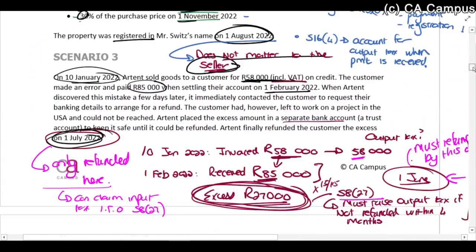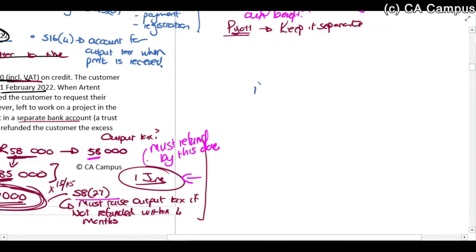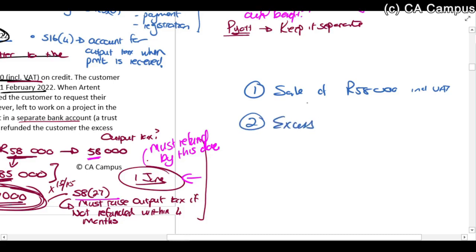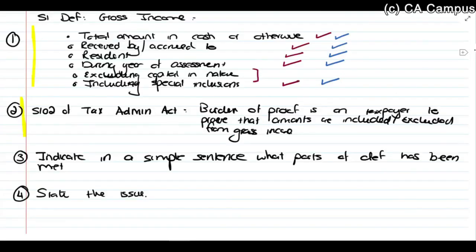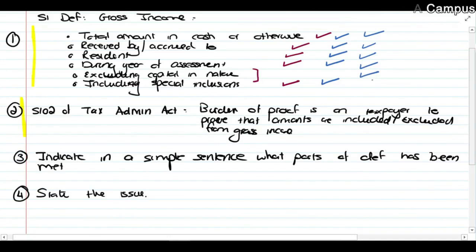Let's look at the third scenario. There are two parts to the third scenario. The first bit is the sale of 58,000 rands, and that's including VAT. The second part is the excess amount. For the sale amount, selling the goods for 58,000 rands, it's a total amount in cash received by the resident during the year of assessment. It's not capital in nature because it's our trading stock, and it's not a special inclusion.